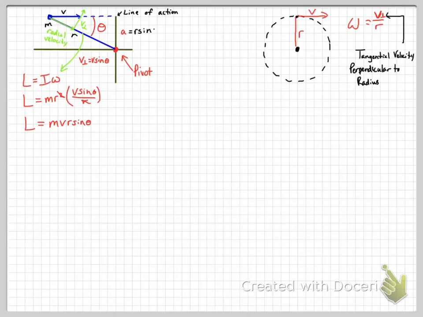And A is going to equal r sine theta. We know that by looking at our system: if we have this side being A and we have the angle theta, then A equals r sine theta, opposite over the hypotenuse. So now we can substitute A for r sine theta, and our angular momentum equals m times v times A, where A is the distance from the pivot point to the line of action.